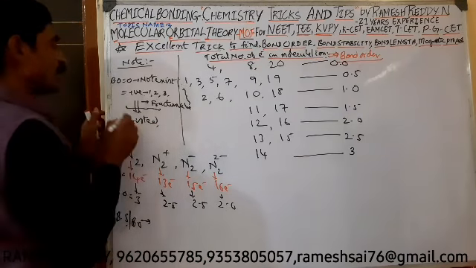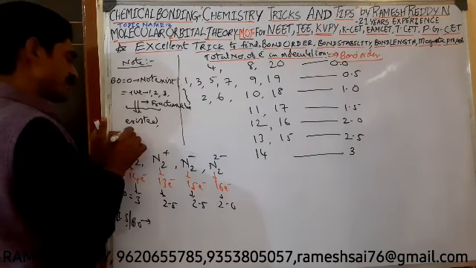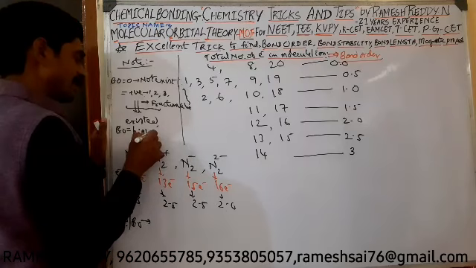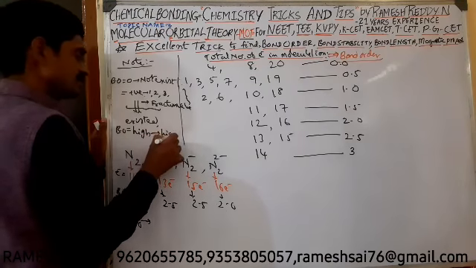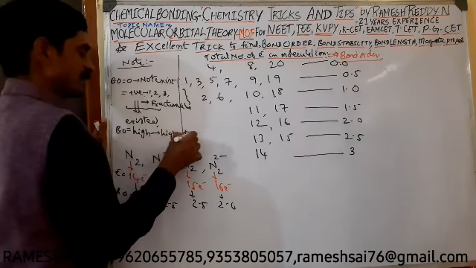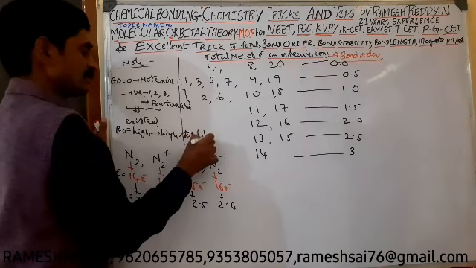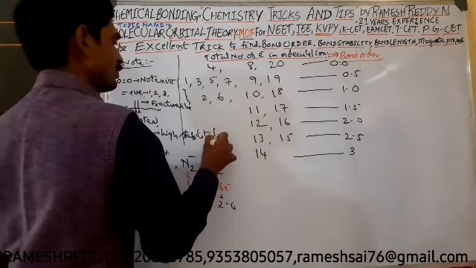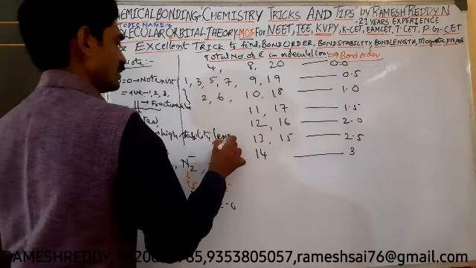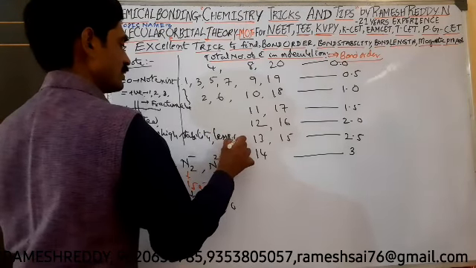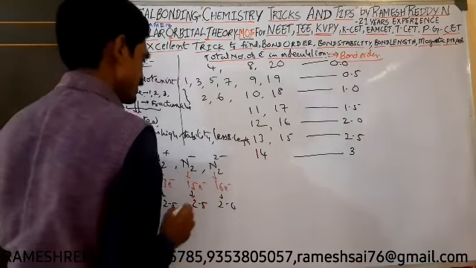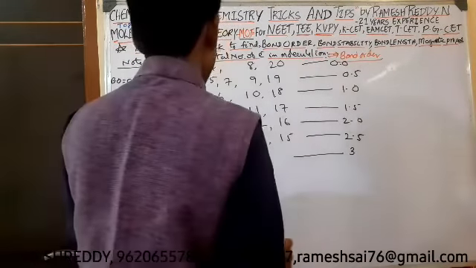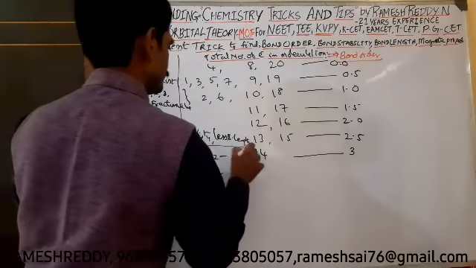Then if the bond order is high, it means the molecule has high stability. Bond stability is more, high stability, and less bond length. Right? Okay, I'll give one simple relationship, my dear students. The relationship is here.